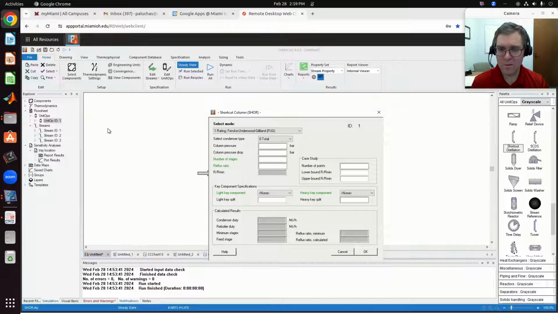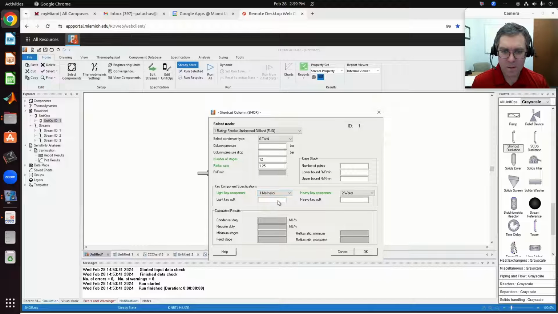Okay, so in terms of rating, let's see what it tells us. I'm going to specify a number of stages. I'm going to say I have 12 stages, and we had a reflux ratio of 1.25. I'm specifying the green items. Light key, my light key is methanol. And my heavy key, well, that's water. If I have more than two components, I could still specify the two key components of interest: my light key, the most volatile, and heavy key, the least volatile. I don't need to specify anything else.